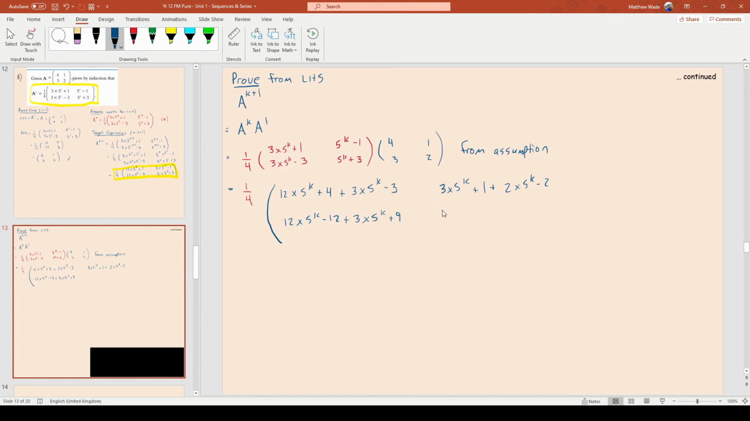So it's going to be 3 times 5 to the k minus 3, because it was just times by 1, and then the second one it's going to be plus 5 times 2, so 2 times 5 to the k plus 6. Oh, I so hope that that's right, because it is a palaver.